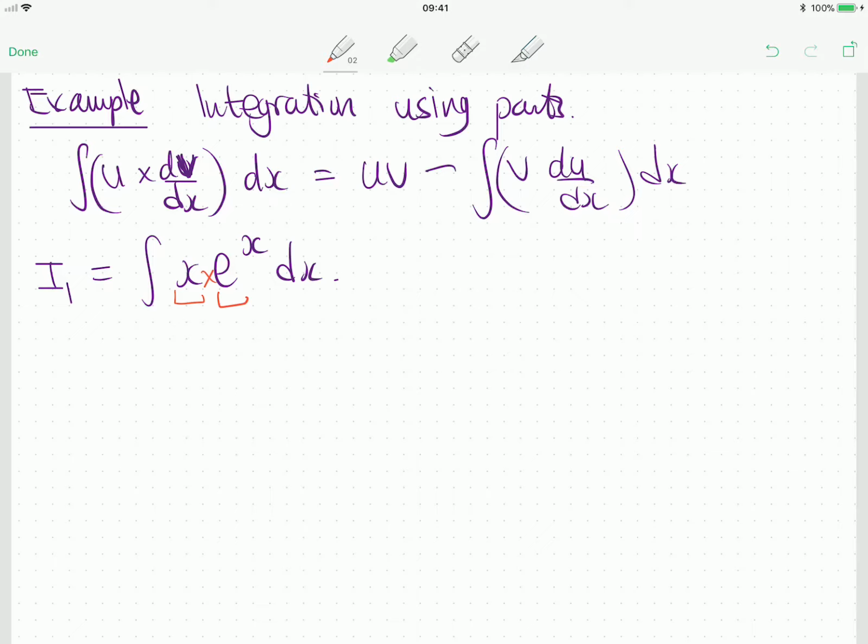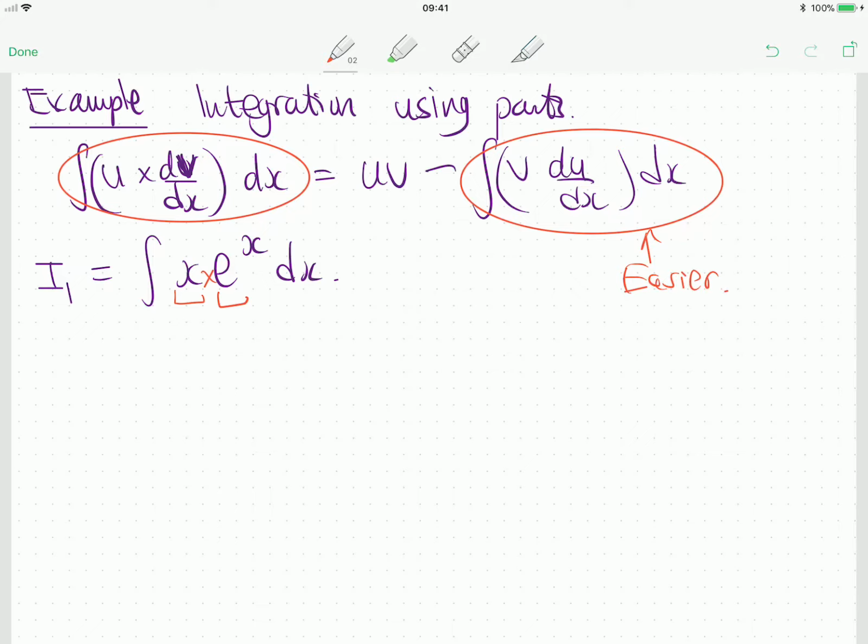What about the parts formula? What's actually happening? Well, we start with the problem of integrating something and we rewrite it, and then we have a new integration problem which we hope is easier. So what patterns do we see? Wherever we label our u, in the new problem, which we want to be easier, we're going to see a du dx. So we want to label the u in such a way that if we differentiate it, it becomes a lot simpler.